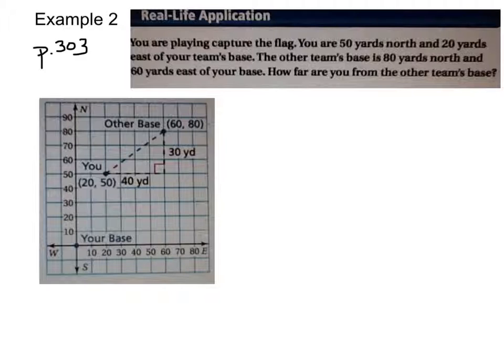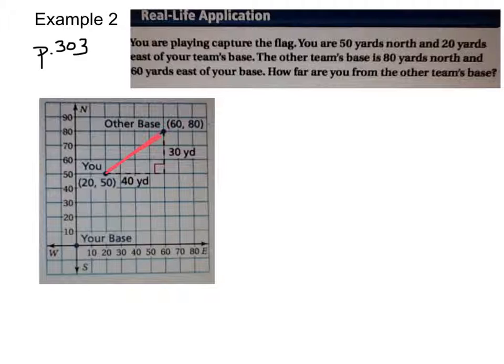Now, the first thing we're going to do is, if we're looking at our base, this is something I would expect you to come up with on your own. But I gave it to you right off the bat. So, look at this, your base. You are 50 yards north. So look at the arrow. This is your base. So 50 yards north, 20 yards east. So that would be the ordered pair 20-50. So there's your dot. If your other team's base is 80 yards north and 60 yards east, then we're at the ordered pair 60-80. So the dotted line, which I'm going to highlight in red, is what we have to find.